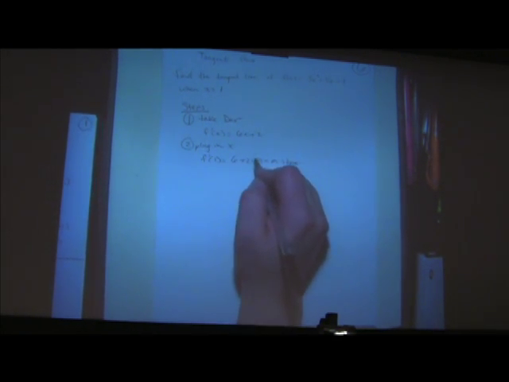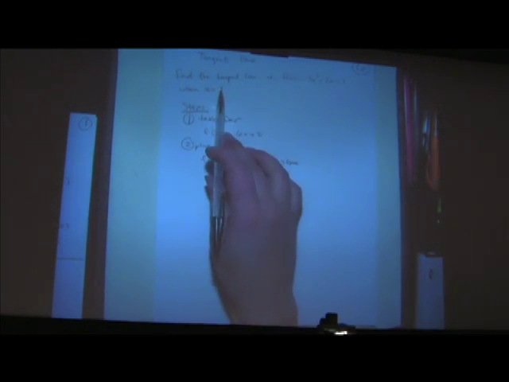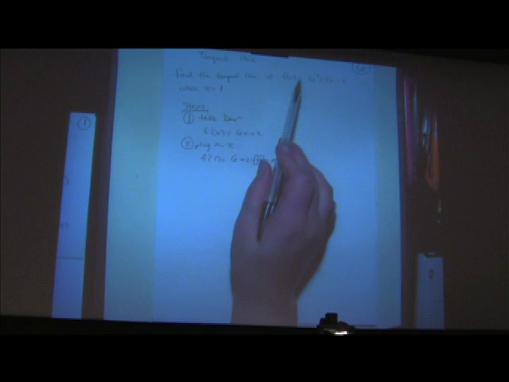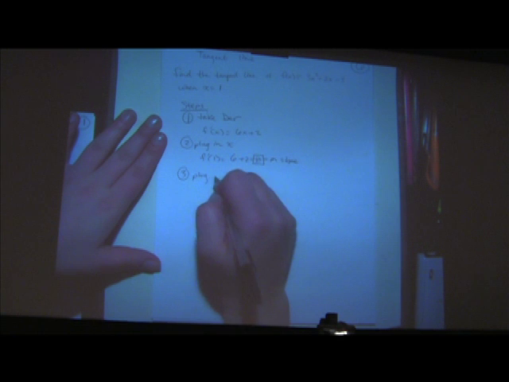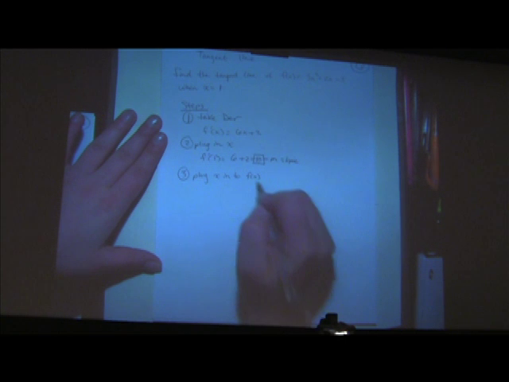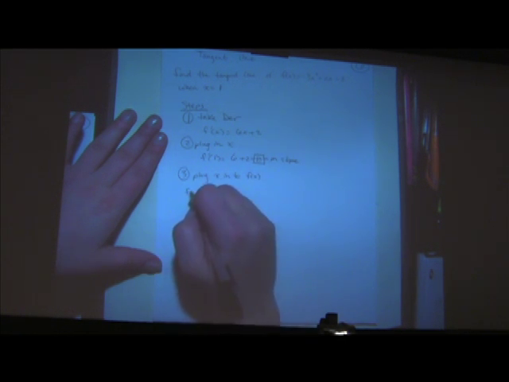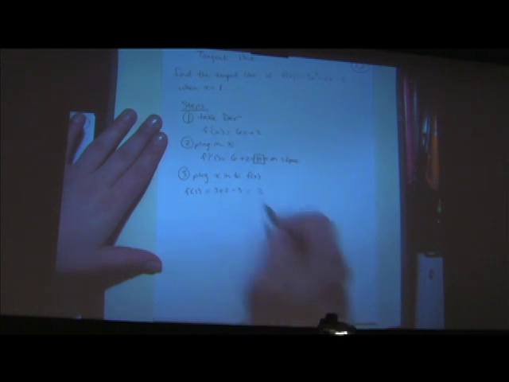So now that I have the slope, I need one more thing besides my x value to be able to find the graph. I need a y. So I'm going to plug this into the original. Okay, so f of 1 is equal to 3 plus 2 minus 3, which equals 2.